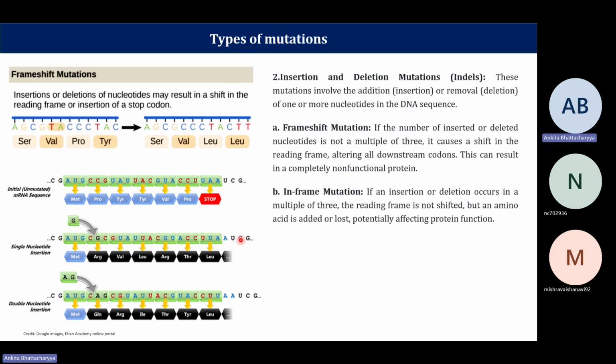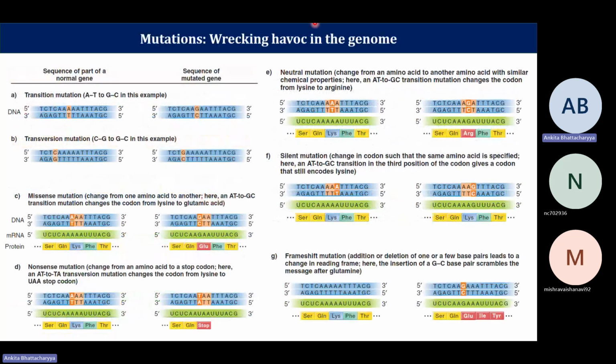A number of possibilities exist, but basically what it does is that it retains the overall polypeptide sequence except for the insertion of one single amino acid. So this is an example of in-frame mutations, where an amino acid may be added or lost that can potentially affect protein function. And overall, this was a recap of all of the different types of mutations that can exist.